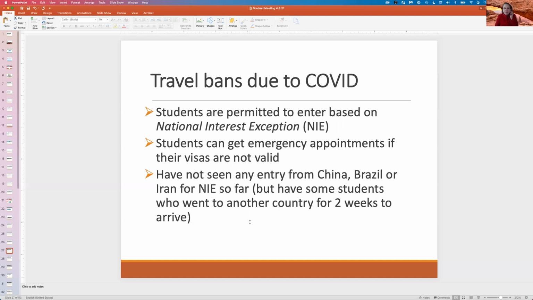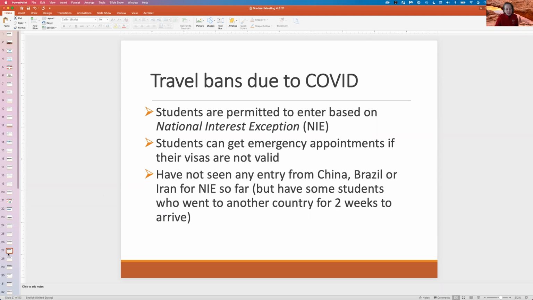We have seen national interest exception be applied to people coming from Western Europe. So we had a bunch of students enter for spring who came through Europe and they were allowed to fly. But we still have not seen any from China or Brazil or Iran. We do have students who came in spring semester who went to another country for 2 weeks. So we had Brazilian students who went to Mexico for 2 weeks and then flew in. We had Chinese students who went to Singapore, got their visas and waited in Singapore for 2 weeks and then flew in. So, this is one workaround that students have been able to access, but it is very tricky and complicated.